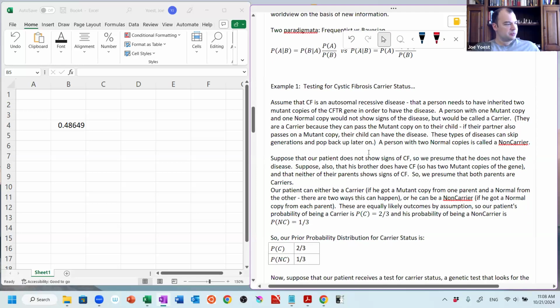Okay, so let's look at a couple practical examples. We're going to use medical testing for a few of these examples. And we'll also see a very basic machine learning model at the end.